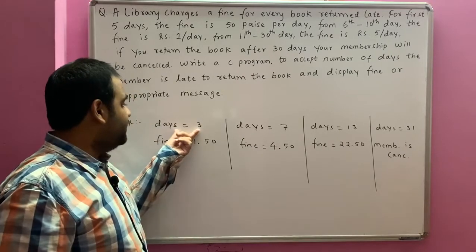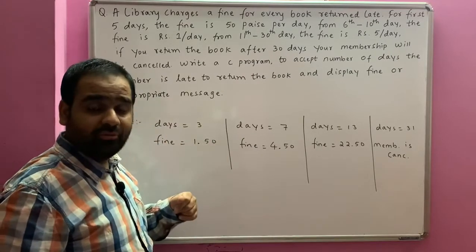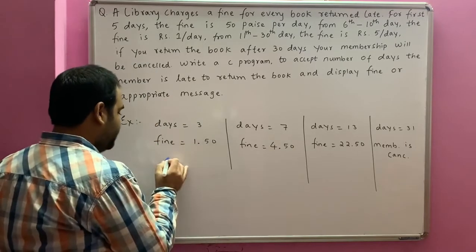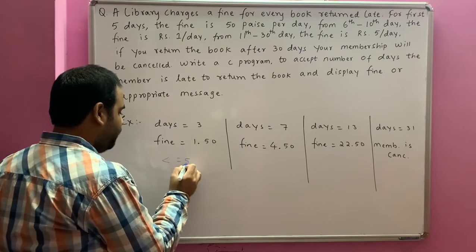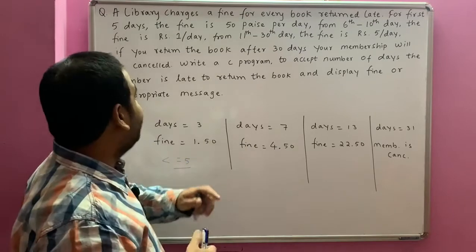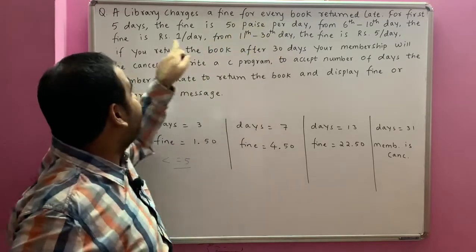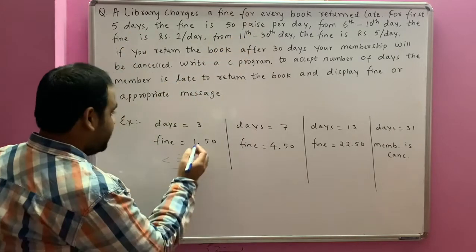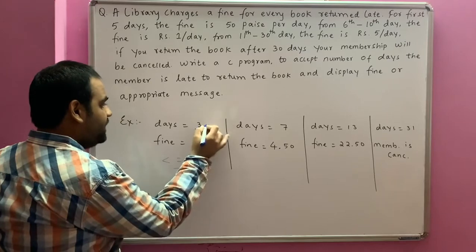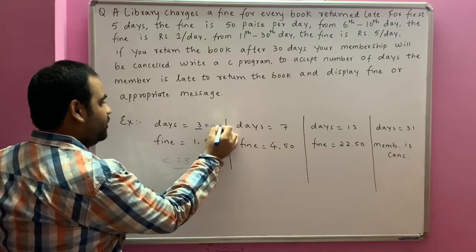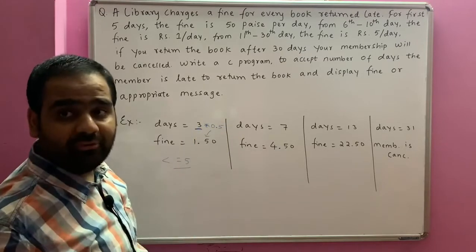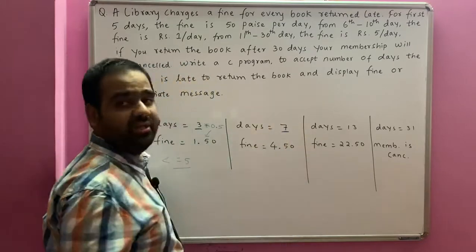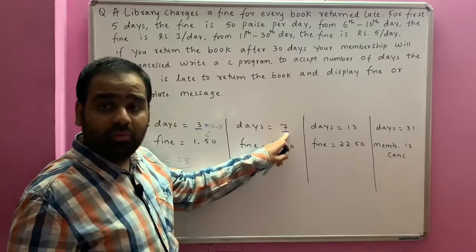If the number of days is 3, the fine is 1 rupee 50 paisa. How is it 1 rupee 50 paisa? Because the days is less than or equal to 5. Right, and what is being said, for first 5 days the fine is 50 paisa per day. That means the number of days is 3 and you multiply it by 0.5, you get the answer as 1 rupee 50 paisa.